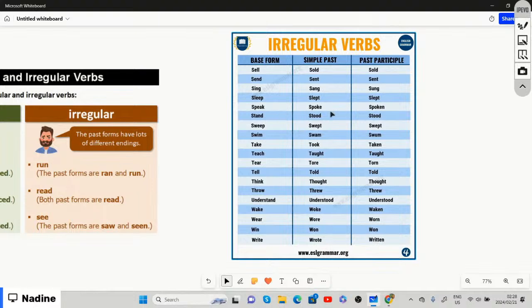Speak and spoke. Stand and stood. Sweep the house now. I swept it yesterday. I swim today. Last week I swam. Right? And these are but a few examples of irregular verbs.